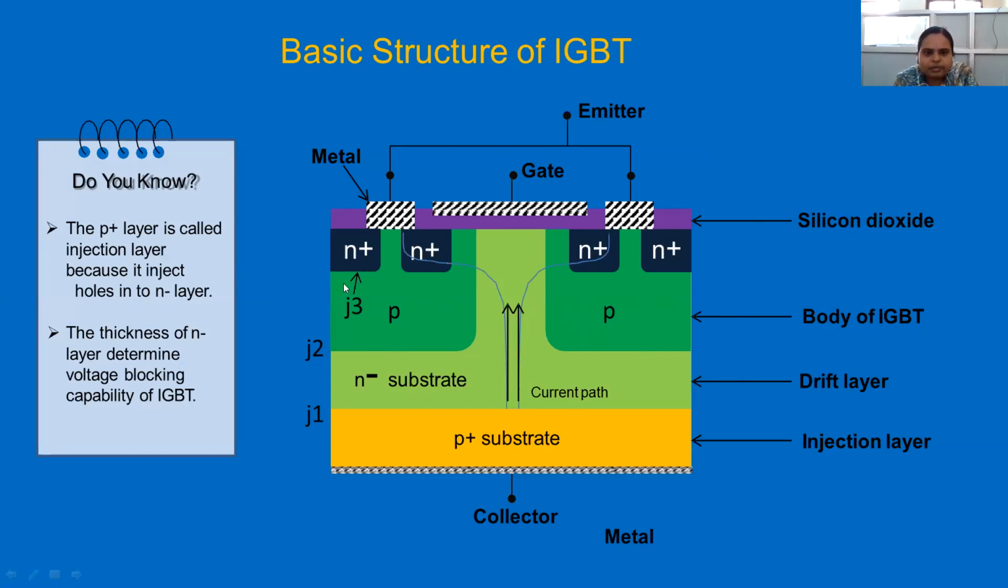We call the junction between N and P as J3, the junction between P and N as J2, and NP as J1, because there are three layers, so three junctions are there in the IGBT. A small note here: the P plus layer is called an injection layer because it injects the holes into the N layer. It is giving the holes. The direction is shown for you. This is our current path. Then the thickness of the N layer determines the voltage blocking capability of the IGBT.